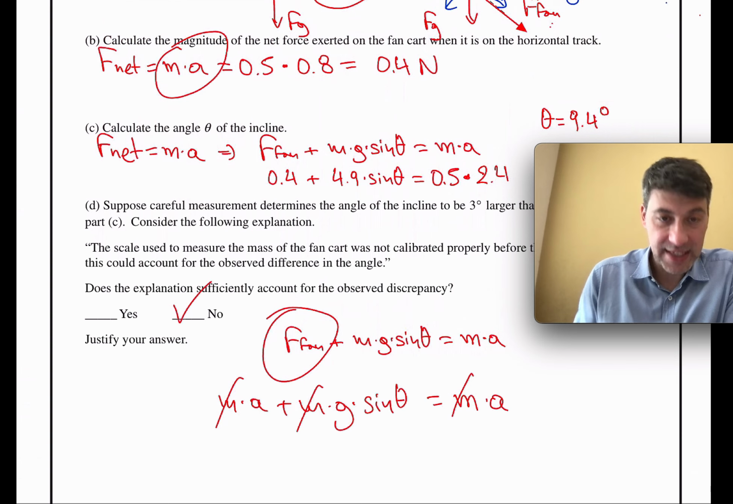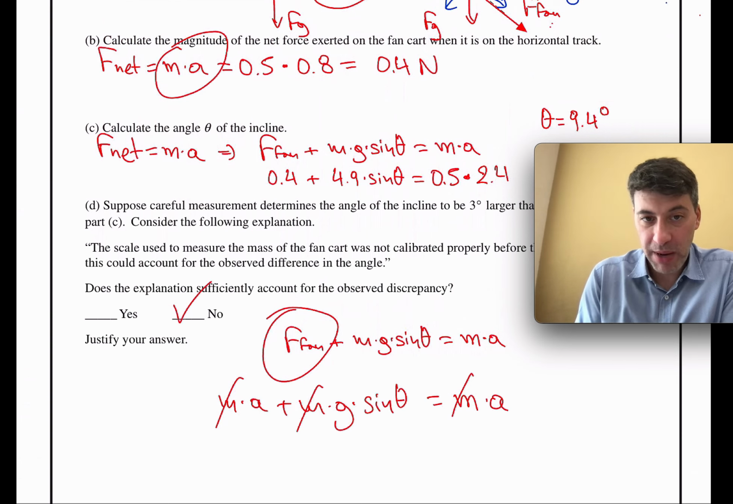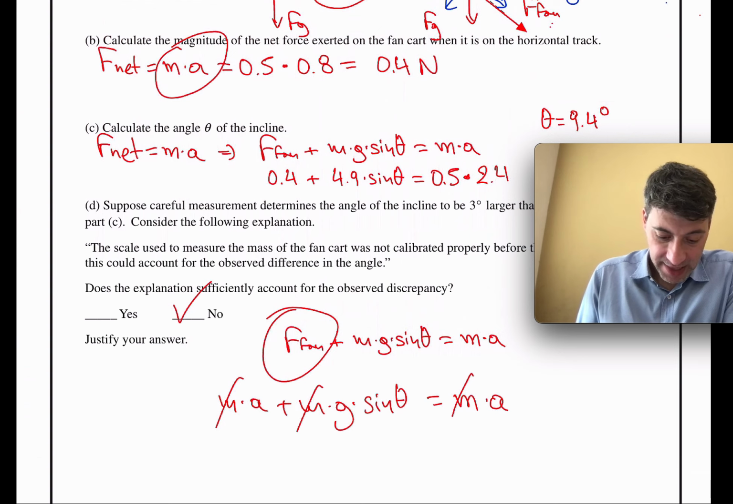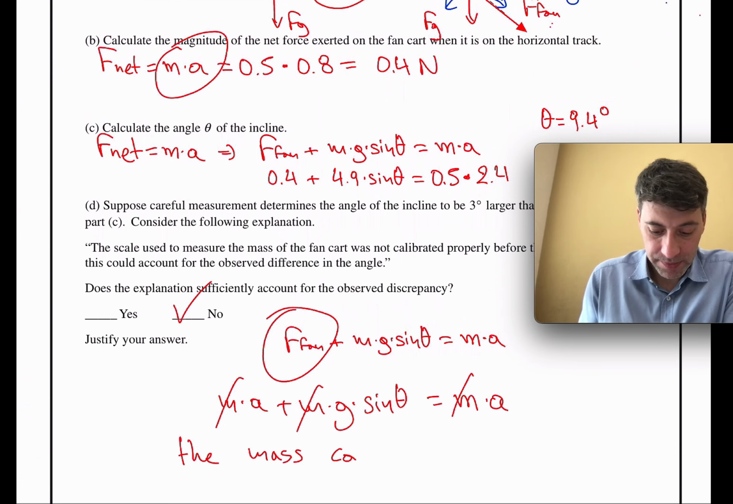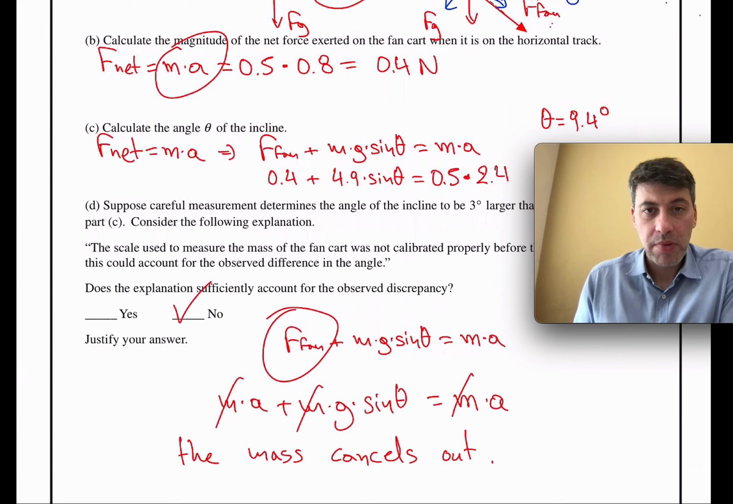So this sentence cannot explain what the error could be, and we would justify it with the mentioning of this equation and the fact that the mass cancels out. And this is enough.